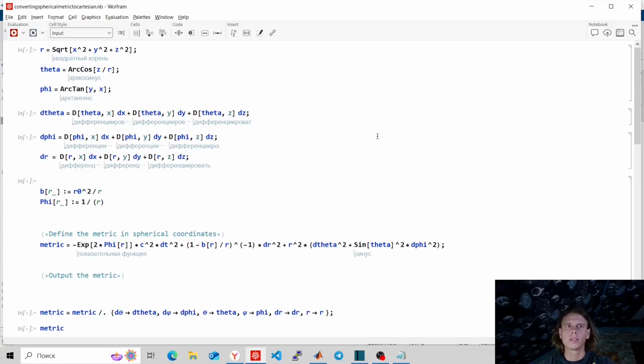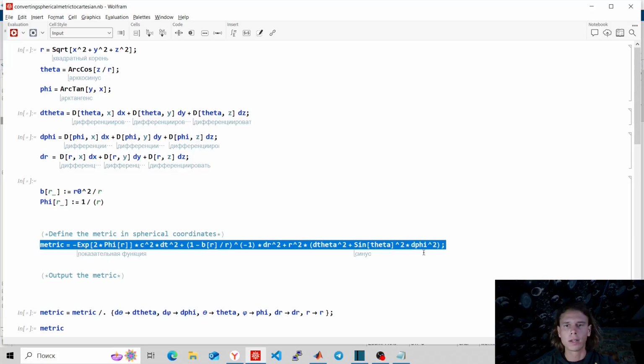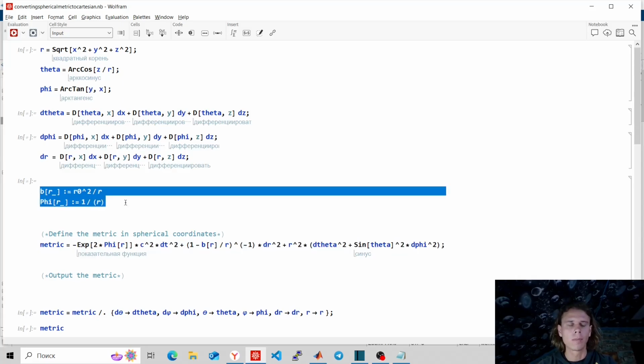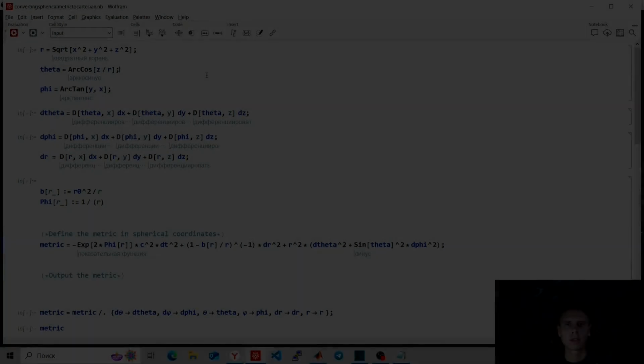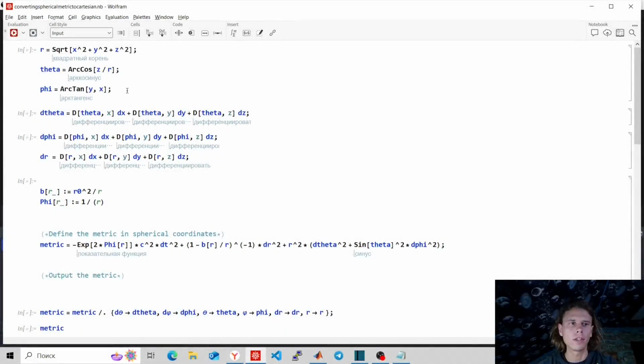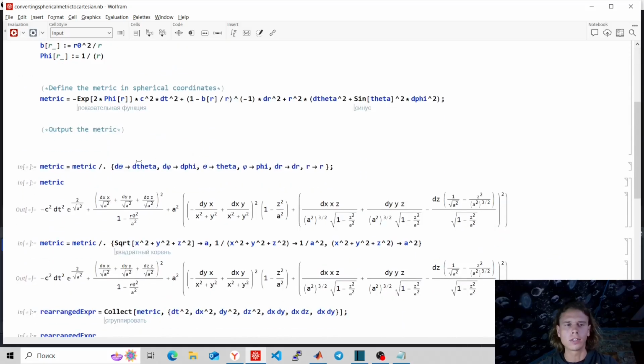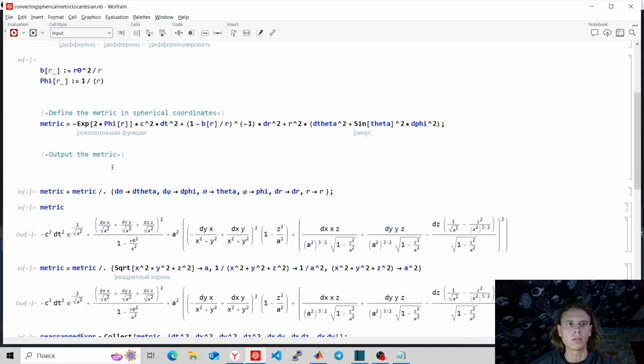And to do this transformation, I'm using Wolfram Mathematica, and here is my wormhole Morris-Thorne metric. Here are my shape and redshift functions, and if you're not familiar with that, I encourage you to go to our previous video where we talk about wormholes, and it's really cool. And here I define r, theta, and phi. I also do derivatives of these angles, dr, and I just substitute this into my metric.